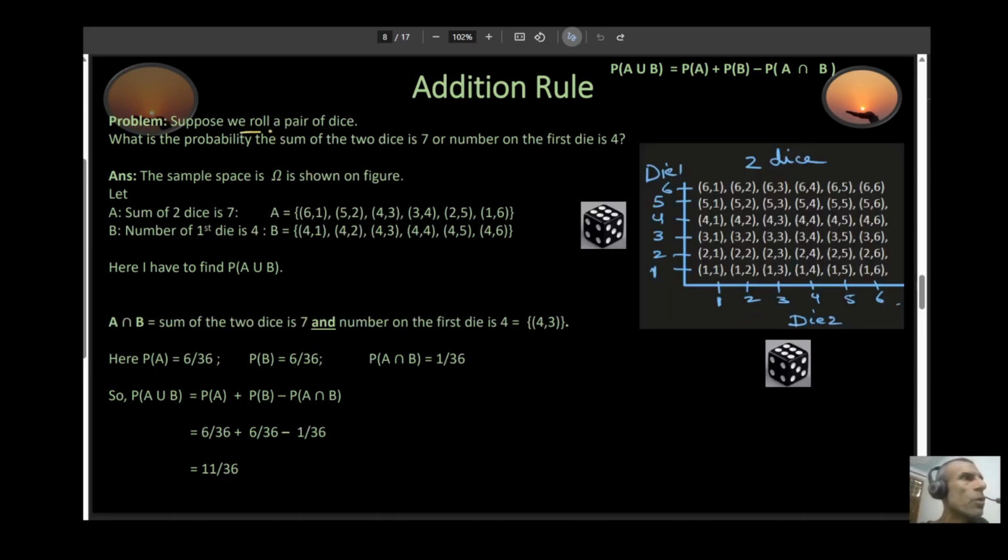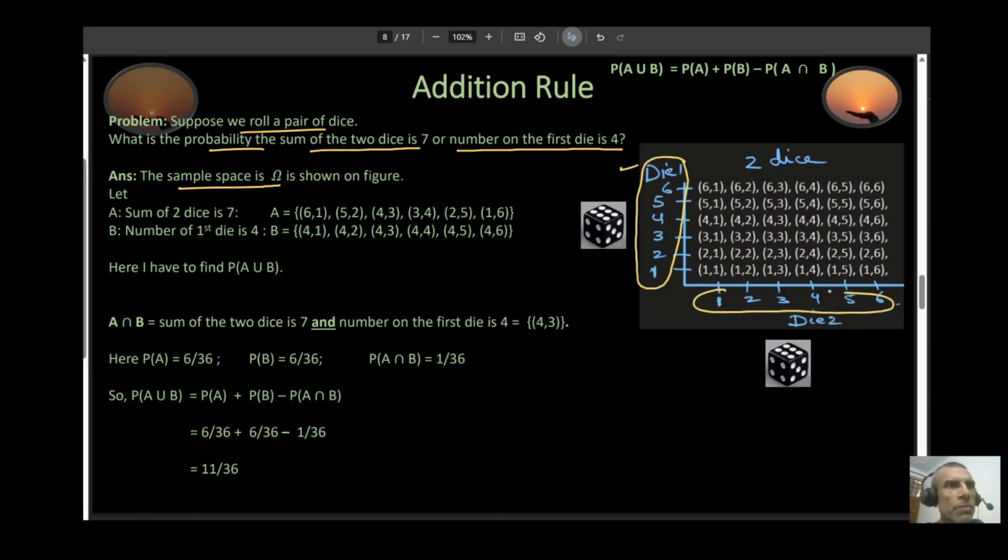So suppose we roll a pair of dice. What is the probability that the sum of two dice is 7 or that the number on the first die is 4? So the sample space in this case is given by this diagram right here. This axis right here represents my outcome of die 1, and this one represents my outcome of die 2.